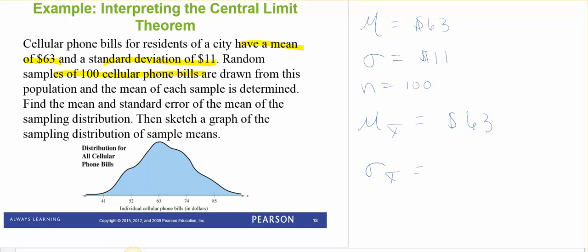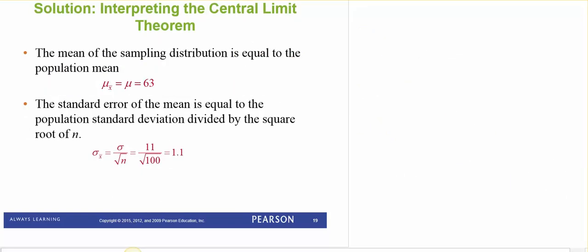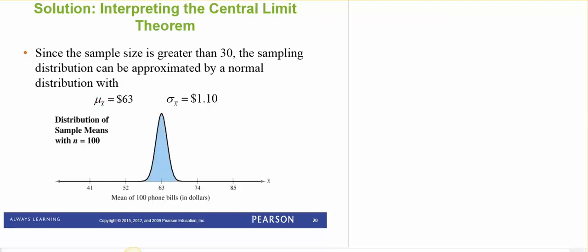It would just be $63. The standard deviation, however, is the standard deviation for the population adjusted by the sample size. So it has a much smaller standard deviation, and that would be 11 divided by 10, so $1.10. They have the same mean, but the standard deviation for the sampling distribution is much smaller, which you can see on this next page.